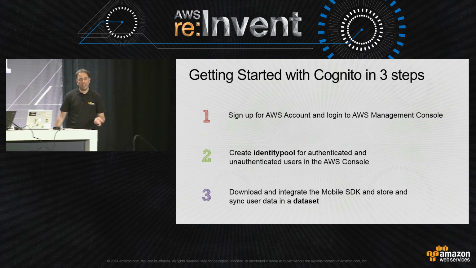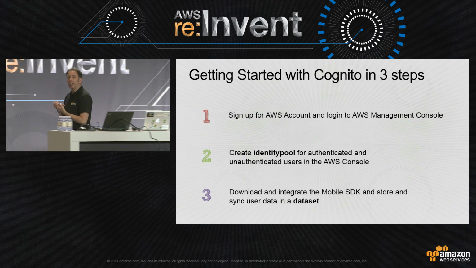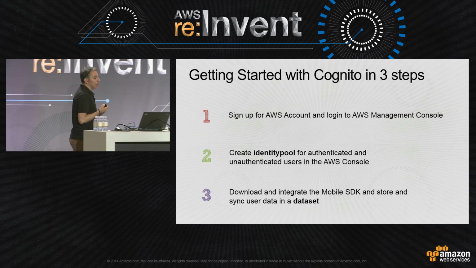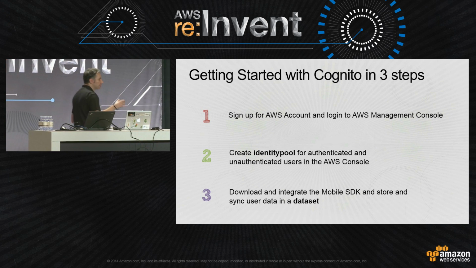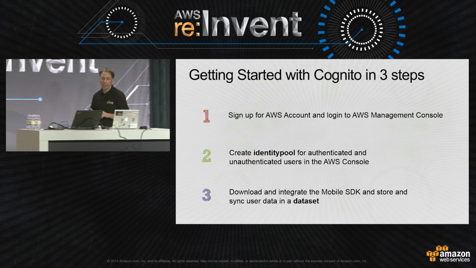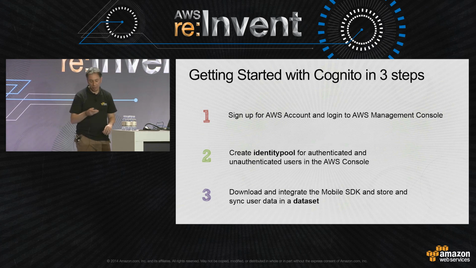To start using Cognito, it's quite easy. You just need an AWS account. In our console, you can create an identity pool. An identity pool is a pool of identities that share a common configuration framework. And then you need to download the mobile SDK and include it in your application.